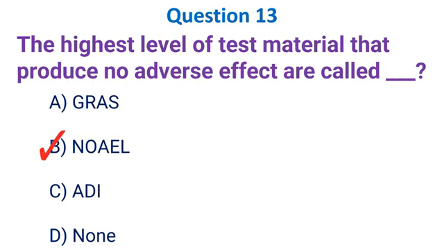This term is also called NEC, that is no effect concentration, and NOEC, no observed effect concentration. These dosages are very difficult to determine and define accurately. So a lot of experimentation is needed to determine the safety level of the substance before it is given to a human being.